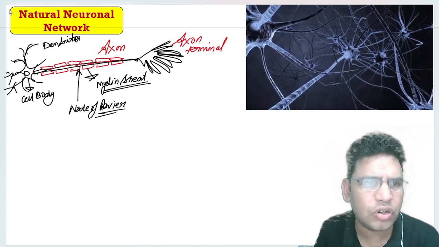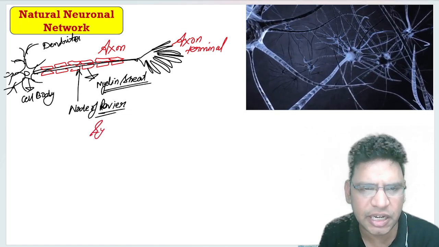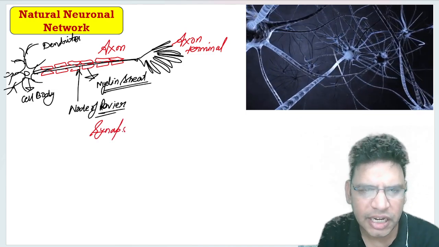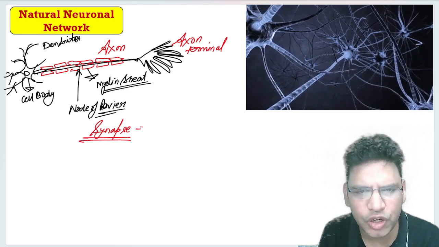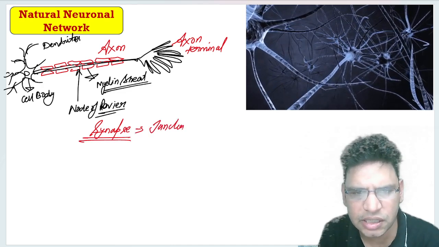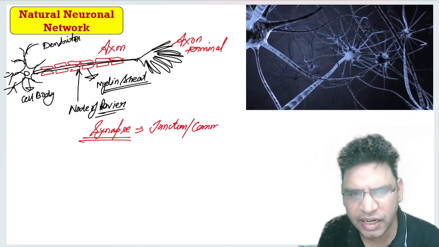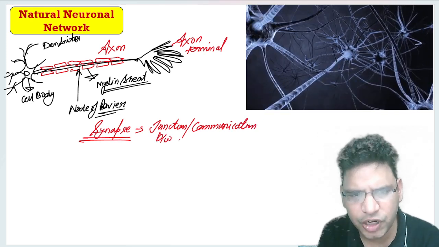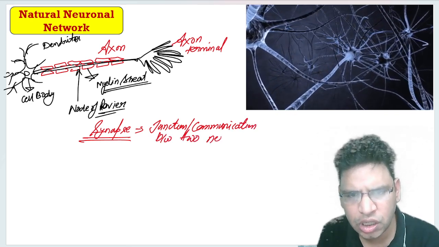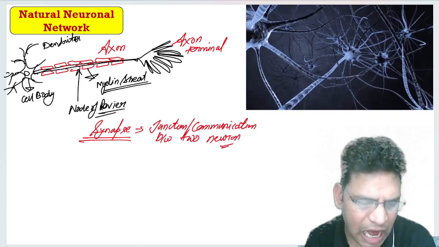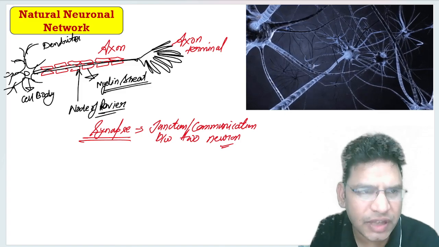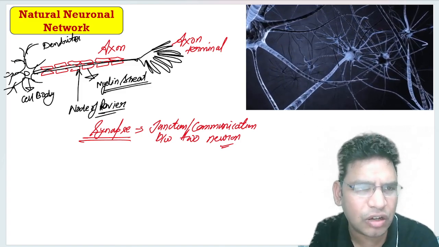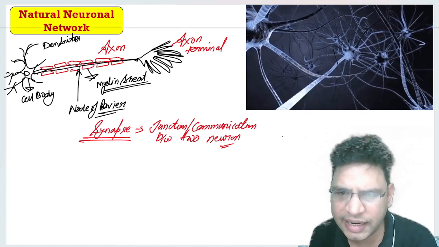Now, what is a synapse basically? A synapse is basically the junction between two neurons, right? Technically speaking, it is the communication between two neurons. So the synapse tells how two neurons communicate with each other, and this is not only electrical, but the connection is chemical also.